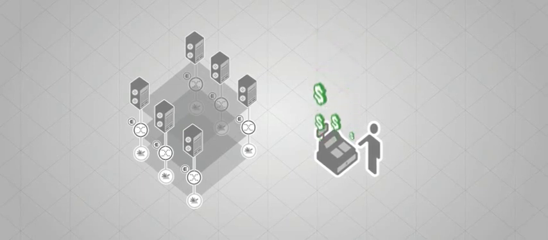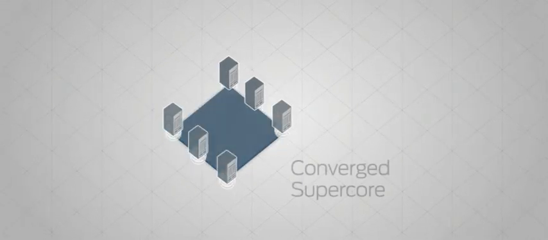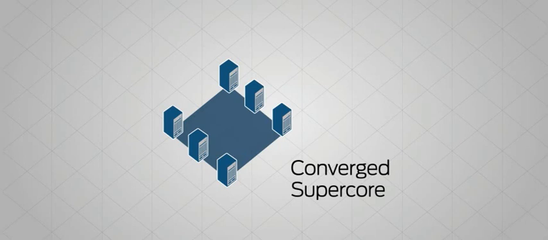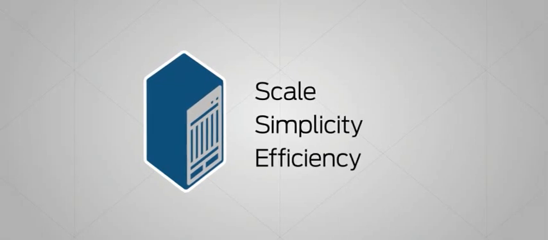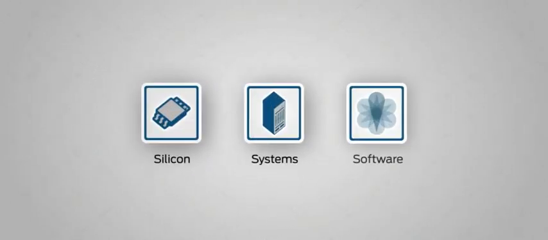Fortunately, now there's a third solution, a solution that's rooted in stepping back, recognizing what's best for the network, and solving the challenge with a fundamentally different approach. The result is the Converged Supercore, a new architecture from Juniper Networks that gives the core unprecedented scale, simplicity, and operational efficiency. This solution innovates on three very distinct and important fronts: silicon, systems, and software.